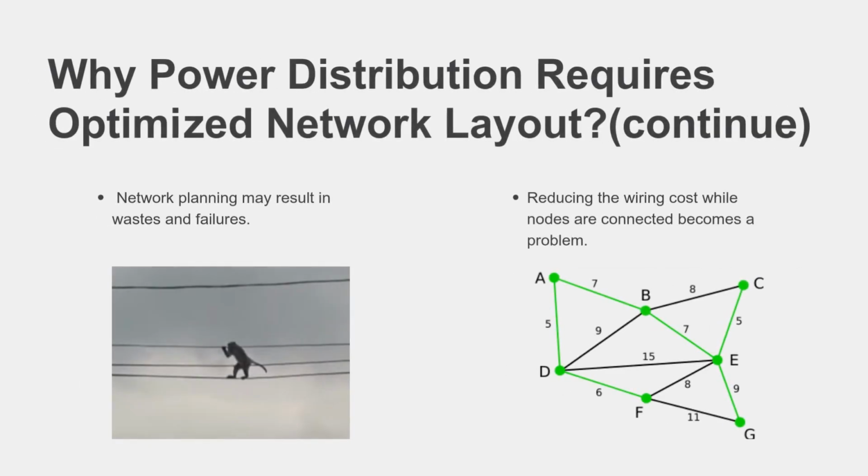And what's more, poor network planning may result in redundant wiring, wasted resources, and an increased risk of system failures. Therefore, reducing the overall wiring cost while ensuring that all nodes are connected becomes an important engineering problem. So we are going to introduce the use of the minimum spanning tree algorithm for power distribution network layout planning.